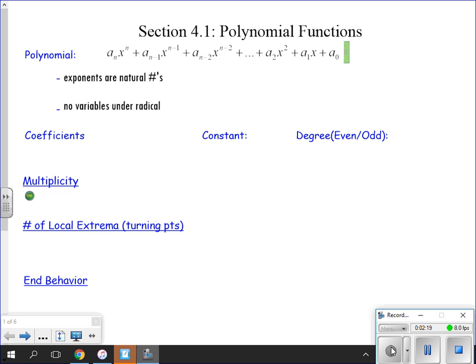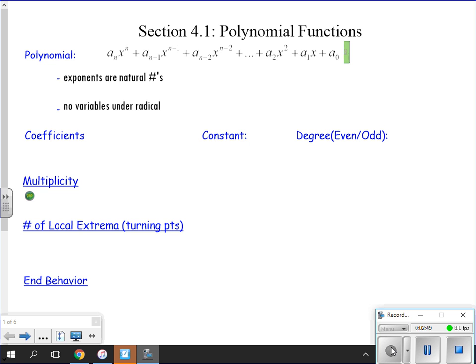X to the first, x squared, x cubed, and you can skip some. x to the 100th is a polynomial. It only has one term, that first term, and in theory, all the rest of them do follow, but they all have a zero for a coefficient. So it doesn't matter what your x's are, because you have zero of those. Okay? Any variable or group of variables where it's raised to a power.